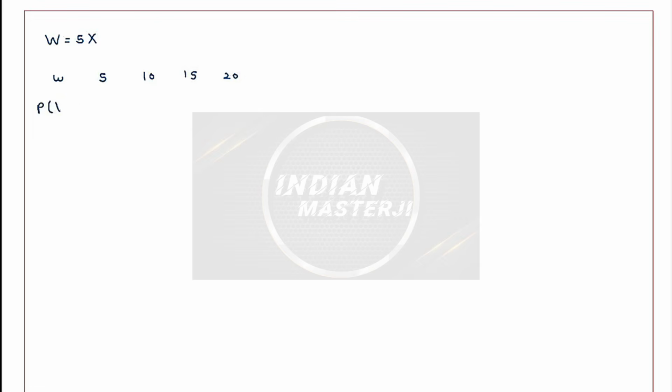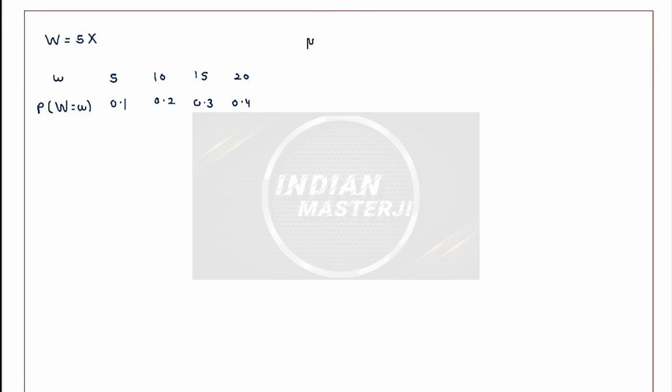So here the probability of w taking these values will be equal to what? Let me bring it to the right a little bit. So this becomes equal to, the probability will remain the same. Probability here is not going to change. This is 0.1, 0.2, 0.3 and 0.4, correct?